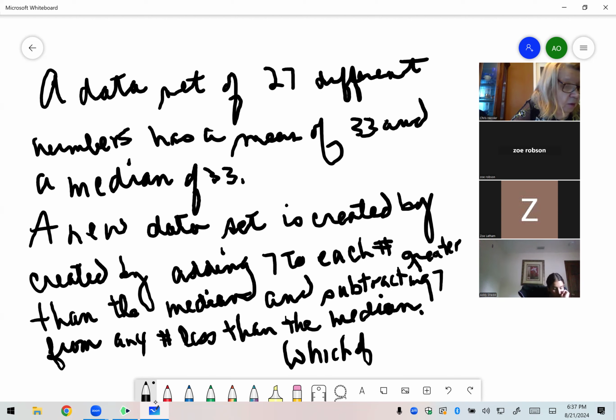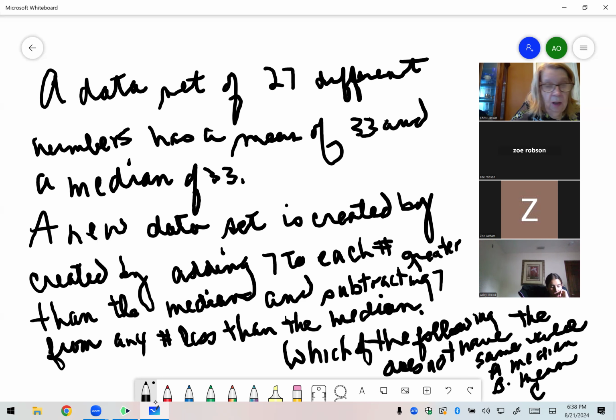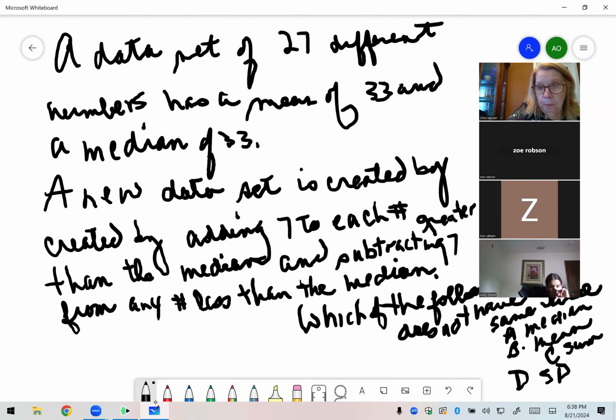Which of the following does not have the same value in both data sets? And so here's what they give you. A, median; B, mean; C, sum of all the numbers; or D, standard deviation.